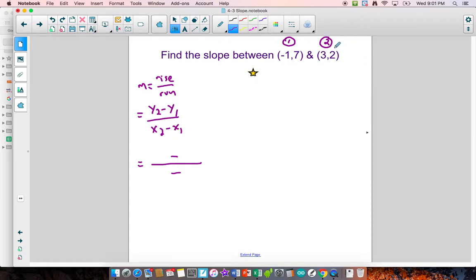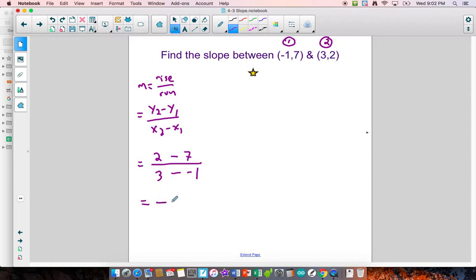I'm calling this point 2, which means the y value of point 2 is 2. Now this says y1, which means I go to point 1. The y value of point 1 is 7. Fantastic. Down on the bottom, x2. That's from point 2, the x value, which is 3. And from point 1, the x value is negative 1. Boom. Okay, so now we got some simplifying to do.